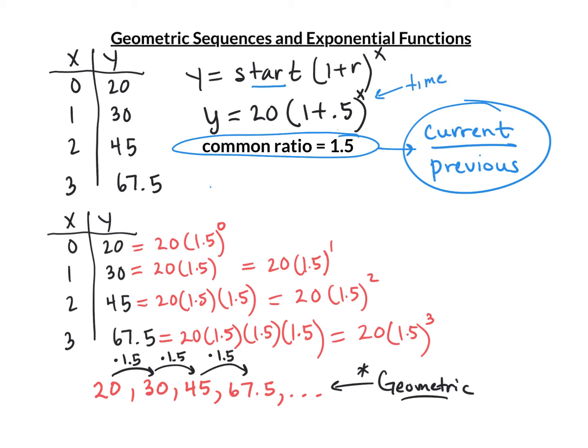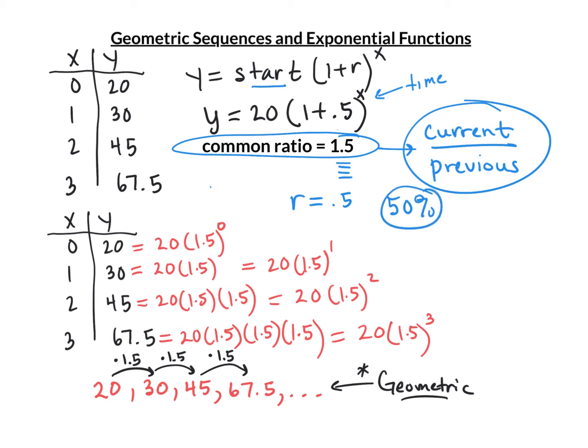Now, notice that the common ratio is 1.5. 30 divided by 20, 1.5. 45 divided by 30, 1.5 again. 67.5 divided by 45, yes, it's 1.5. And 1.5 is 1 plus 0.5. And I'm telling you here that your rate is 0.5, and that is 50%.